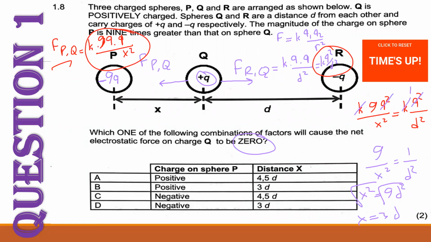So it is negative and 3D. Positive and 4.5D? No. Positive and 3D? No. Negative and 4.5D? No. Negative and 3D? Yes. The answer is D. I hope it is clear. We just continue step by step using Coulomb's law and getting the answer. Let's continue with the next one.